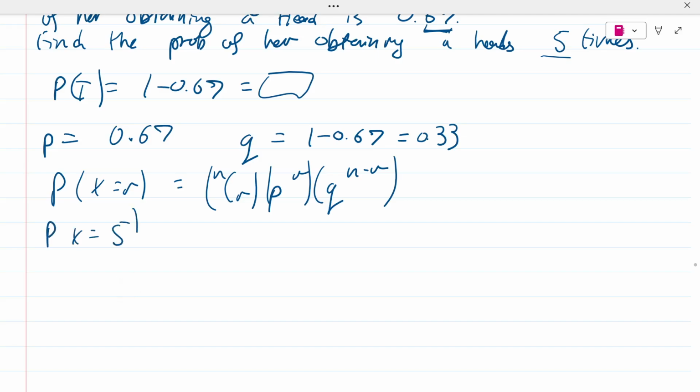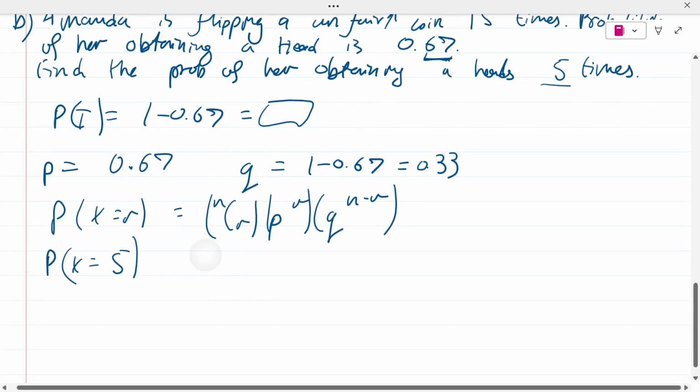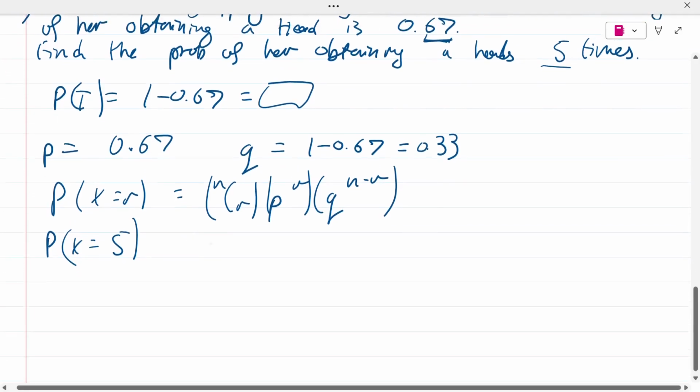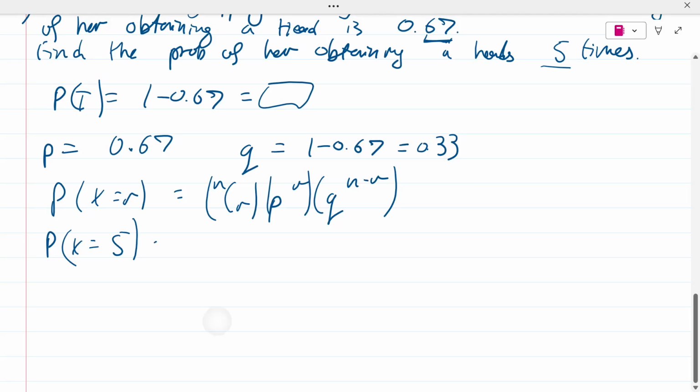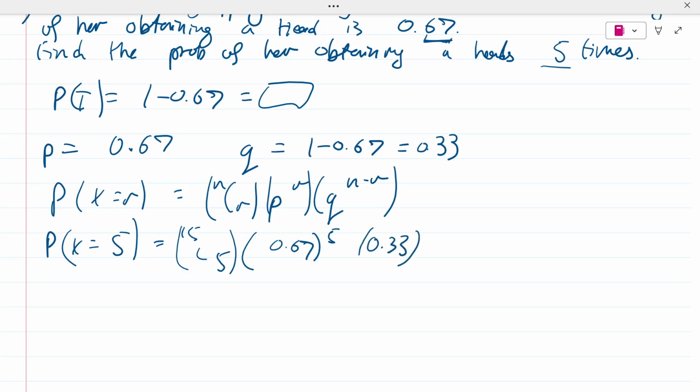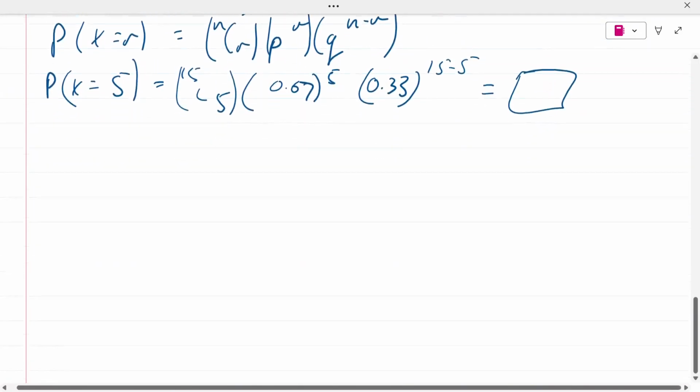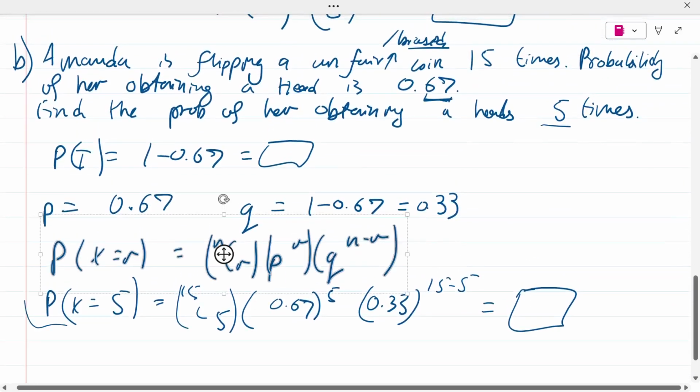Over here, r would be 5, because we need to find the probability of her obtaining a heads 5 times. So this would be 15C5, p is 0.67 to the power 5, and 0.33 to the power 15 minus 5. And this is going to be your answer. I do have my calculator on me, but I'm not going to waste my time plugging it all in. So you get it.